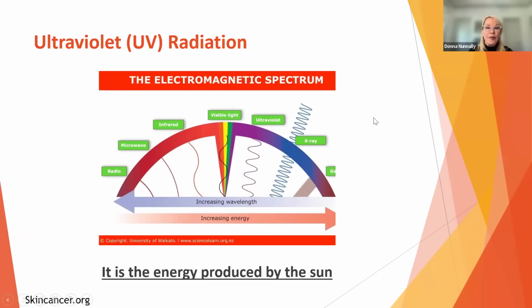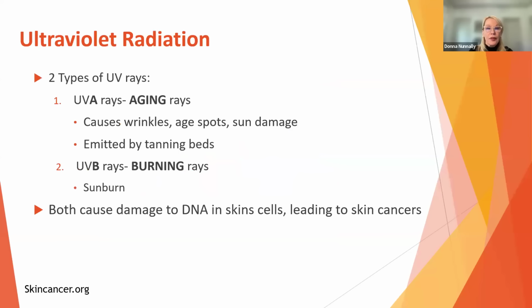This is a diagram of the sun's electromagnetic spectrum and shows the different wavelengths of light. As you can see in the graphic, ultraviolet rays have a shorter wavelength than visible light, so you can't see them, but your skin can feel them. There are two types of ultraviolet rays that reach the earth and harm the skin.